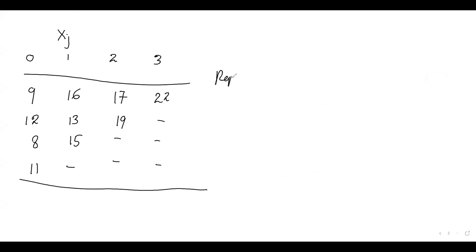So if we take replicates, this is the first replicate, second replicate, third and fourth. The maximum number of replicates that we have in our sample is 4. Just check whether we have 10 observations: 1, 2, 3, 4, 5, 6, 7, 8, 9, 10. Because that is the sample size. Then we have to get the mean of these column-wise. So 9 plus 12 plus 8 plus 11 divided by 4, that is 10. 16, 13, 15 divided by 3, that is this.